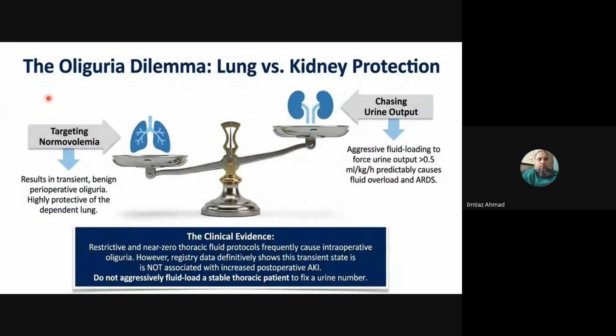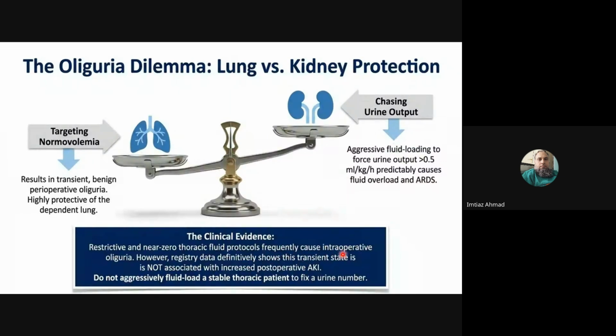The oliguria dilemma, lung versus kidney protection. Targeted normovolemia results in transient benign perioperative oliguria, which is highly protective of the dependent lung. But some people chase the urine output. There is aggressive fluid loading to force the urine output to more than 0.5 ml per kg per hour, predictably causing fluid overload and ARDS.